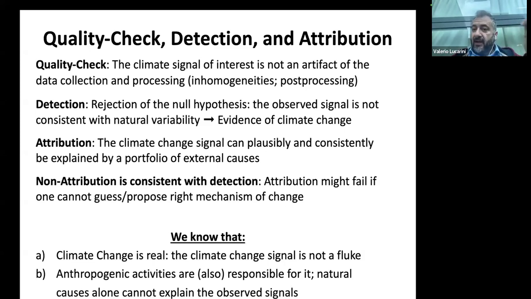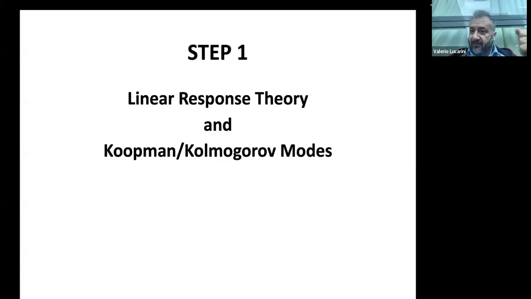But what we know, to make a long story short, from a wealth of analysis of the last 20 plus years, is, one, that climate change is real, so the climate change signal is not a fluke. And second, we have confidence that anthropogenic activities are responsible for such a signal. The goal of my presentation today is to try to convince you that statistical physics makes these statements much stronger. So let's do the first step.